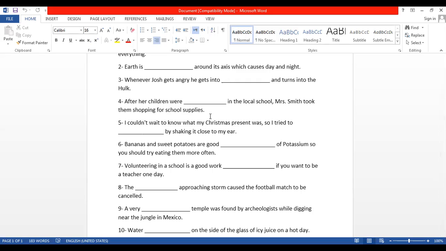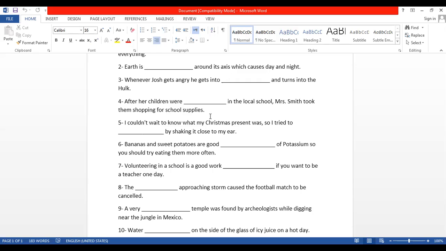Bananas and sweet potatoes are good what of potassium. So you should try eating them more often. Quite easy, right? Bananas and sweet potatoes are good what of potassium. So you should try eating them more often. Perfect. Number seven, volunteering in a school is a good work what if you want to be a teacher one day.